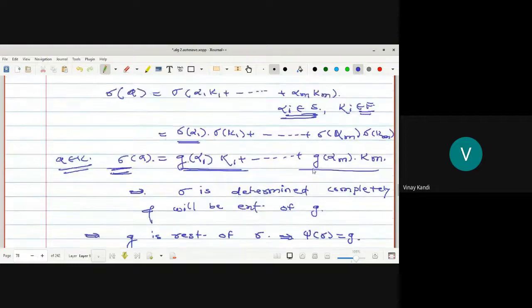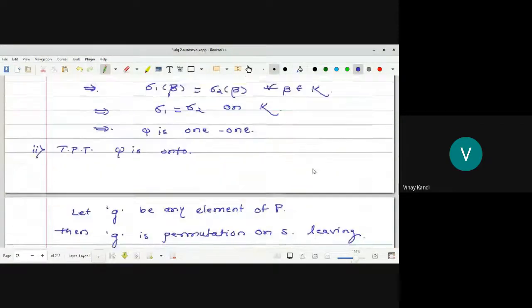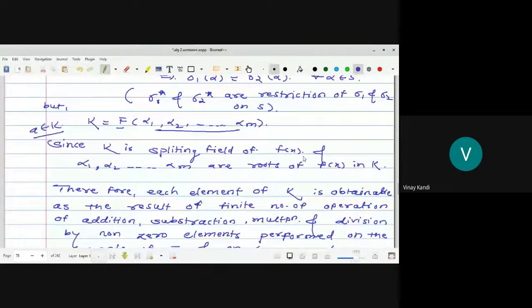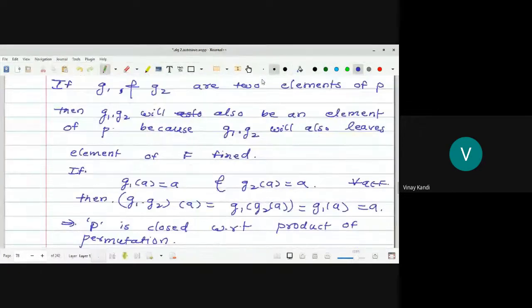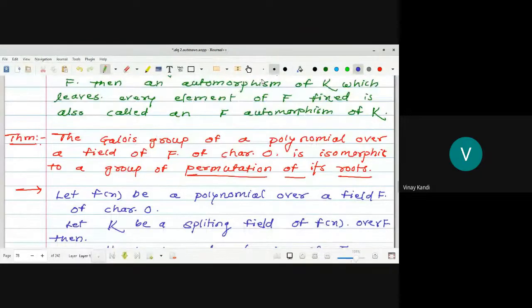Now, any doubt? Hence, GKF is isomorphic to the group of permutations. The Galois group of a polynomial over the field F of characteristic 0 is isomorphic to the group of permutations of its roots.